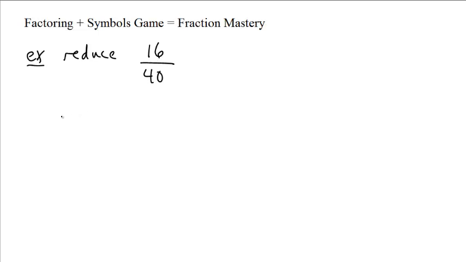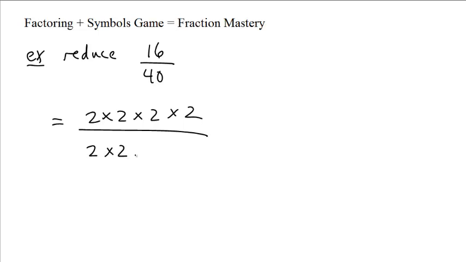16/40ths. Step 1, factor. 16 is 4 times 4, which is 2 times 2 times 2 times 2, and down below, 40 is 4 times 10. 4 is 2 times 2, and 10 is 2 times 5. Okay, that's the factoring. Where's the symbols game?